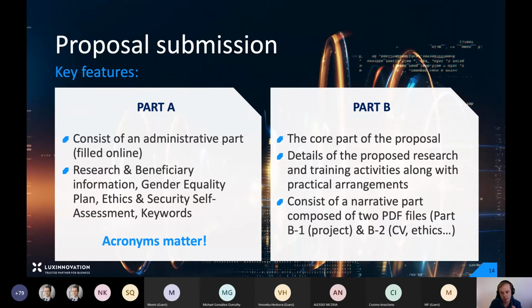Part B is the core part. It's the part that you write, that you will spend most of the time on. Part B1 is the proposal itself. Part B2, that's a different part. I'll get to it in a slide. Part B1 has the 10-page limit. So that's the core part of your proposal with all the most important information.